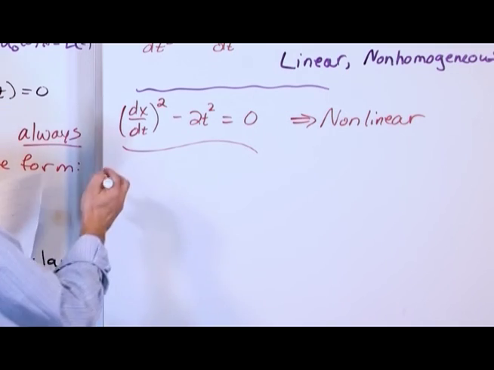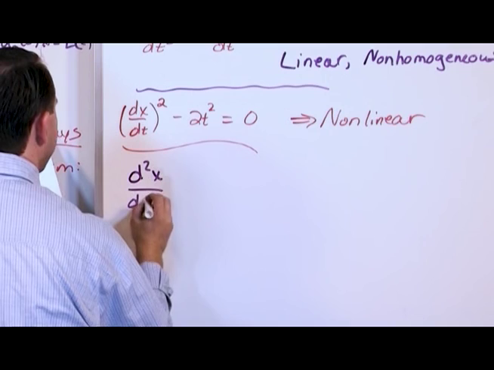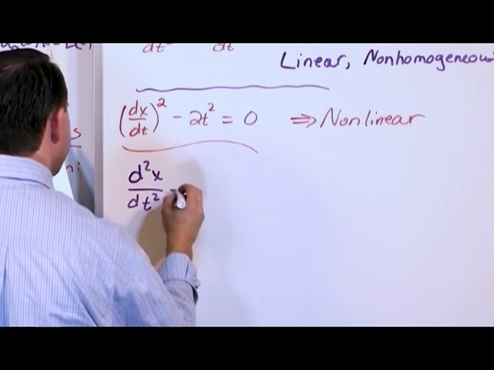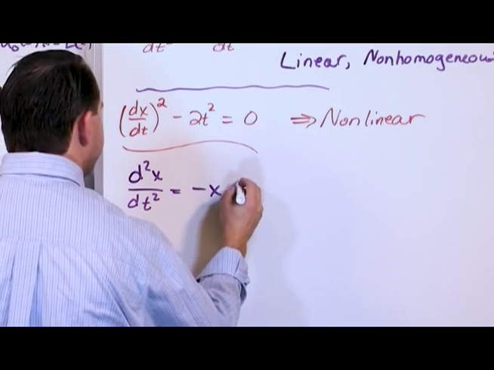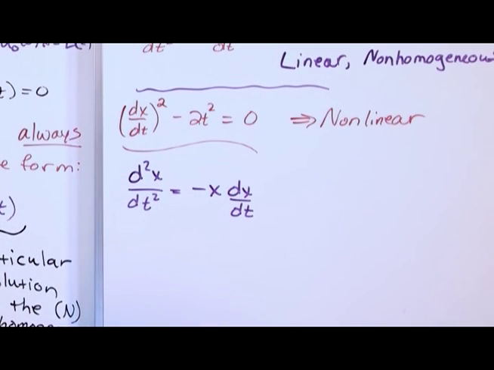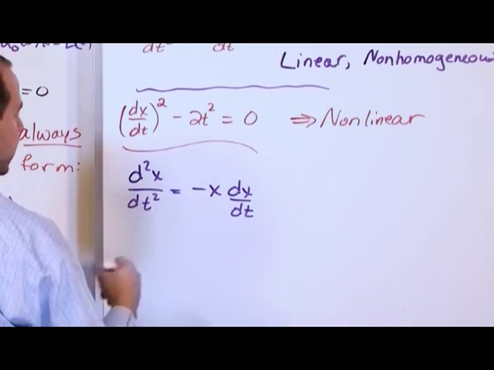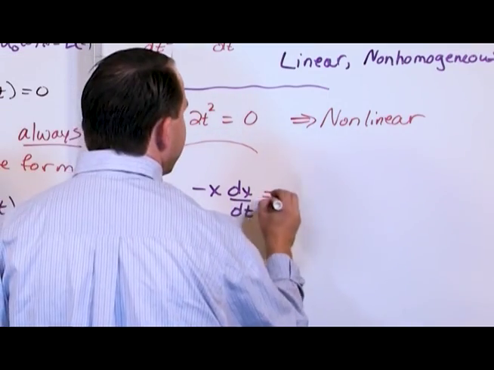All right, next problem. Let's say we had the second derivative of x with respect to time equal to negative x times dx dt. Is this linear, is it nonlinear, et cetera, is what we're trying to figure out. Just like before, my advice is if you have derivatives on both sides, pull them over to one side of the equation. So let's do that here.